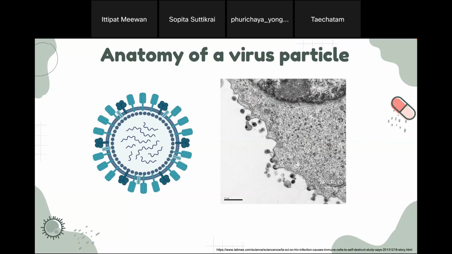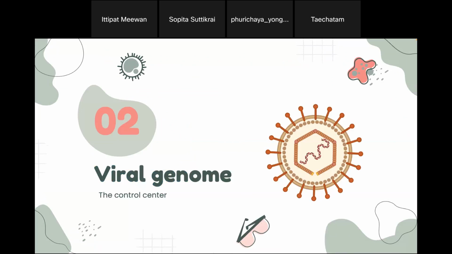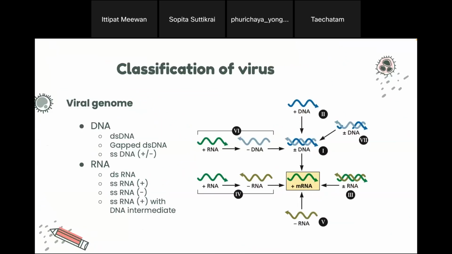It contains the genome, and the capsid proteins, and some viruses contain an envelope, and some viruses can also contain the spike protein, which is responsible for attaching to the cell's receptor. Okay, so let's go to the viral genome here.